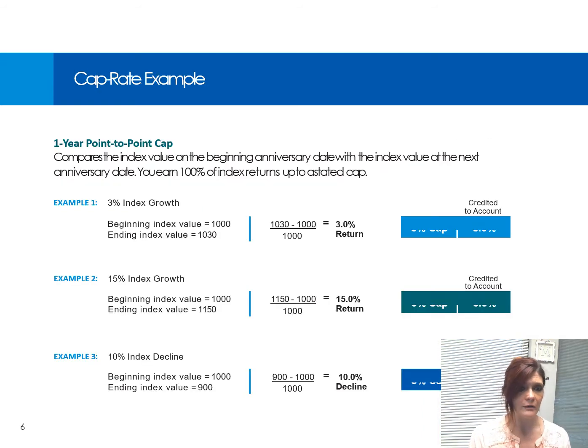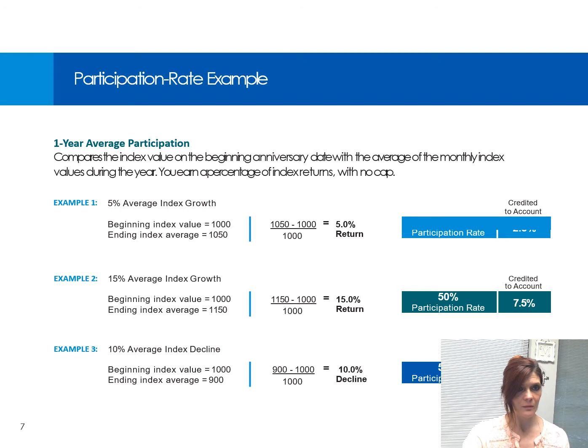Here's an example of how it might work on a point-to-point cap. If you had 3% index growth, you can see that it would be credited to the account over there on the side as a 3% return. Example 2 shows a 15% growth, and example 3 shows a decline. Now, I think my picture is there in the way, so you may not be able to see exactly what it's showing you there, but on number 3, it just shows you that you have a 0% credited, but no losses.